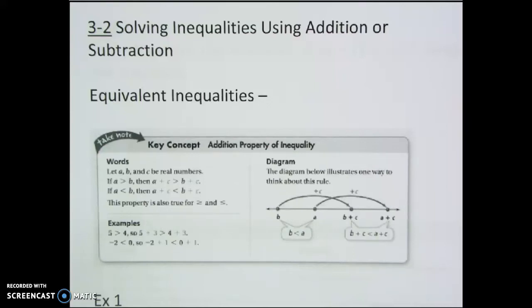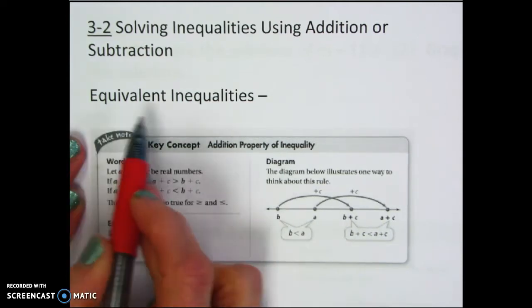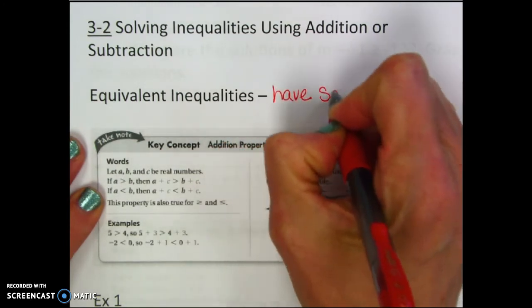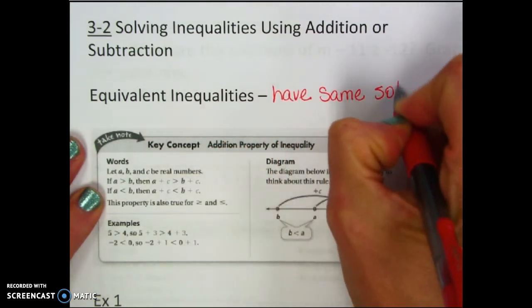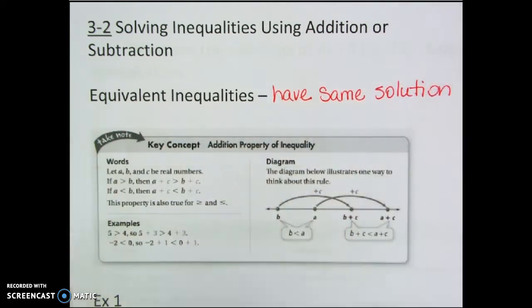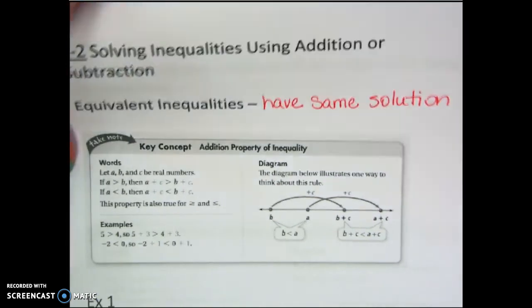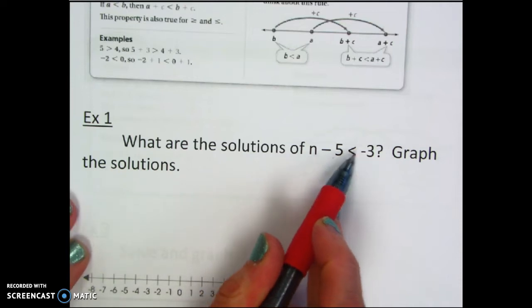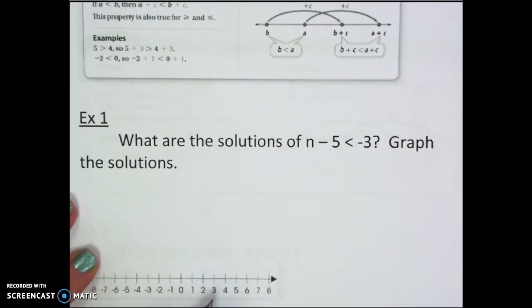Okay, now we were going to look at solving inequalities using addition and subtraction. So these are basically one-step inequalities, solved very similar to what we solve one-step equations. So remember, equivalent inequalities have the same solution. So we're just going to try and keep making simpler equivalent inequalities until we end up with one that's basically the answer. So what are the solutions of n minus 5 less than negative 3? And then we're going to graph that.